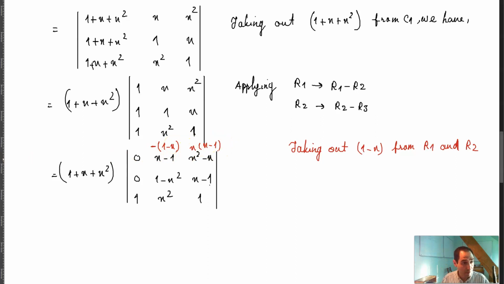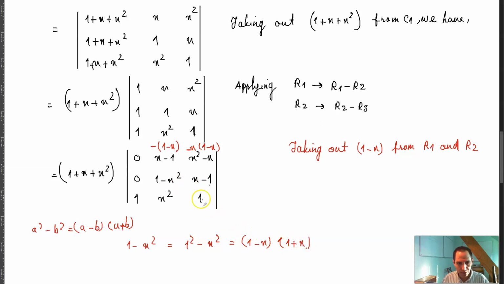I'm going to write this, instead of x times x minus 1, as negative of x times 1 minus x. So 1 minus x. And put a negative sign here, and 1 minus x squared, I can write it as 1 squared minus x squared, which is the same thing as a squared minus b squared, which is a minus b times a plus b, which gives me 1 minus x times 1 plus x, and then I can take out the 1 minus x. So this is 1 minus x times 1 plus x. And here I can write this as negative of 1 minus x.